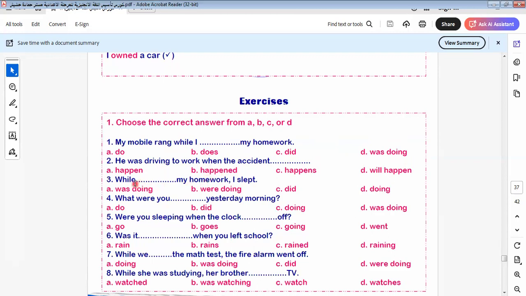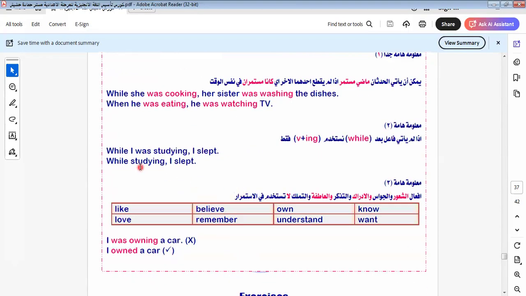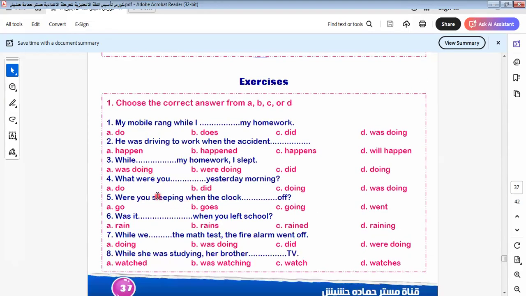So what do I put here? While space. Here is while. Here there isn't any pronoun, so we say while doing. Here is doing, because sometimes we have while without any pronoun. So we say while doing my homework, I slept. Okay, like this one.